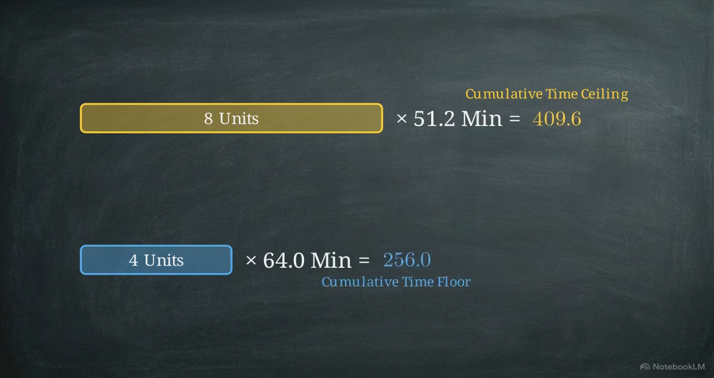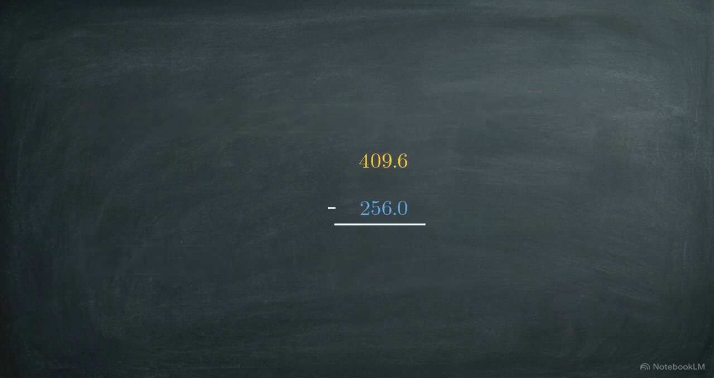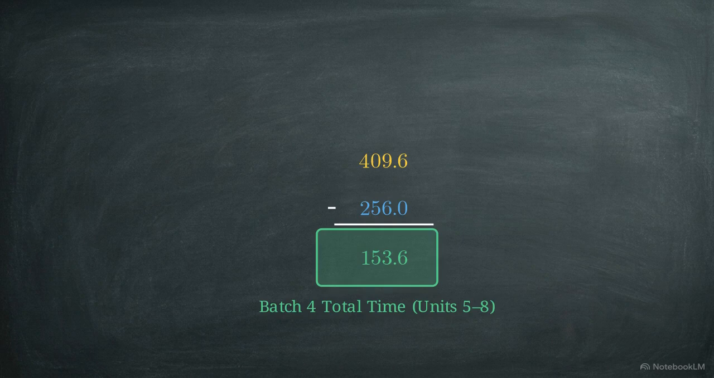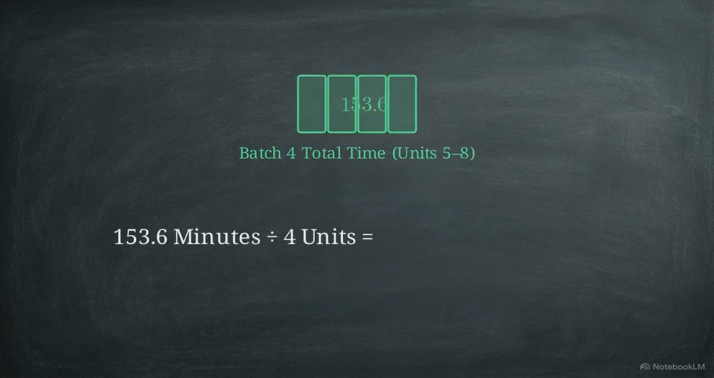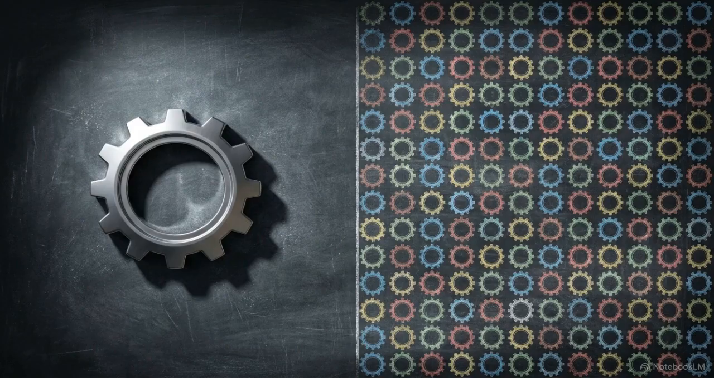Next, we establish our floor by finding the cumulative time spent just before this batch started, which was the end of the 4th unit. 4 units at a 64-minute average equals 256 total minutes. Now we simply subtract the floor from the ceiling. 409.6 minus 256 isolates exactly 153.6 minutes.